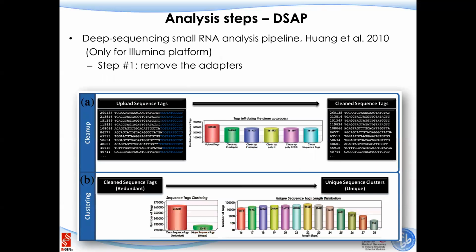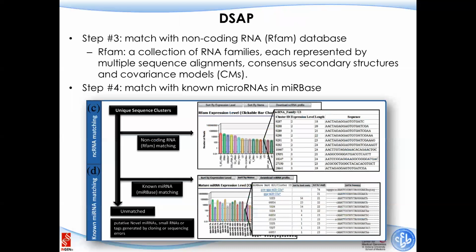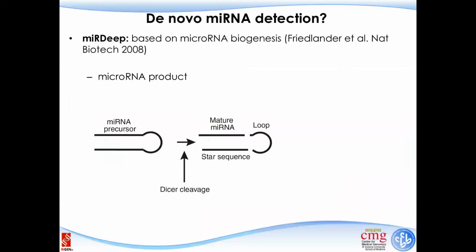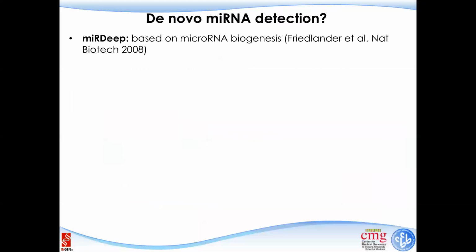We cluster because the total number of microRNAs will be very small. We get the reads into unique sequence clusters, since we have a lot of duplicated reads or sequence tags, and then we align to the known microRNA database to see the expression level of microRNA. The second kind of method is to de novo detect the microRNA.